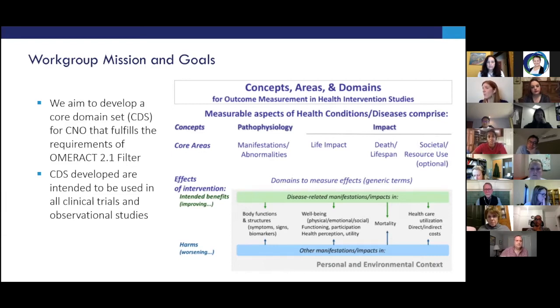So through the literature review, which I will talk about, and qualitative research, we will generate a list of candidate domains. And then through our working group meetings and Delphi surveys and voting, we will ultimately come up with our final list.